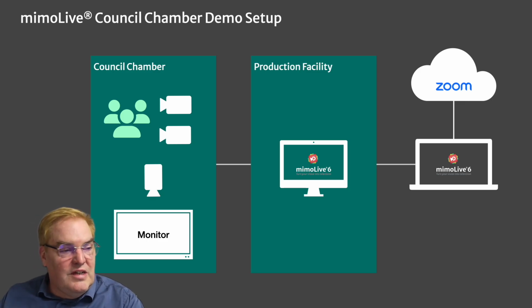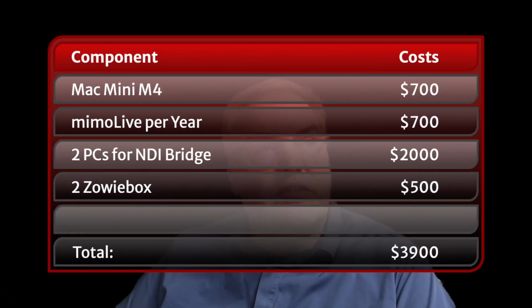So the big question at the end of this is, what does it cost? If you already have PTC cameras and NDI infrastructure in the council chamber, the cost is just the Mac Mini for $700. mimoLive is $700 per year. We have two PCs for the NDI bridge at $1,000 each. I'm hoping that NDI will soon ship the bridge for the Mac, so we can get rid of one of those PCs.